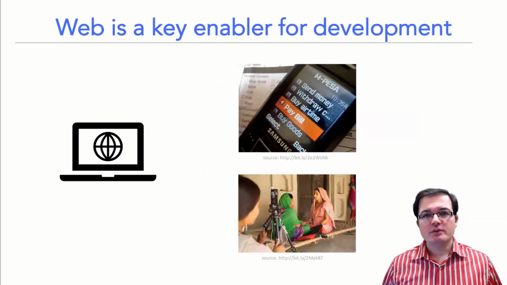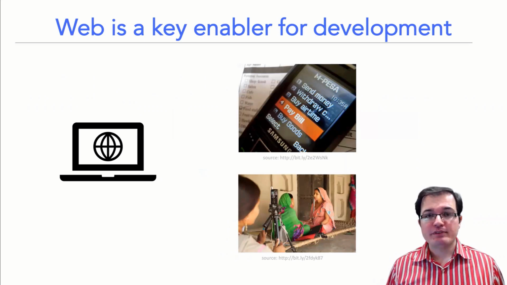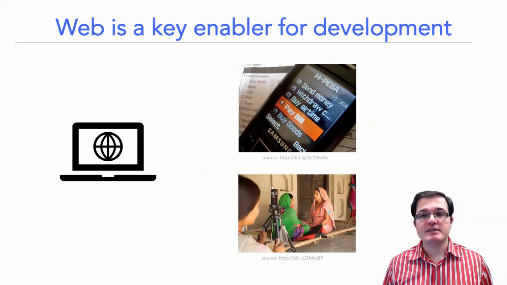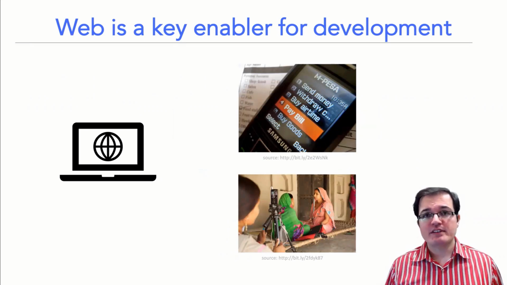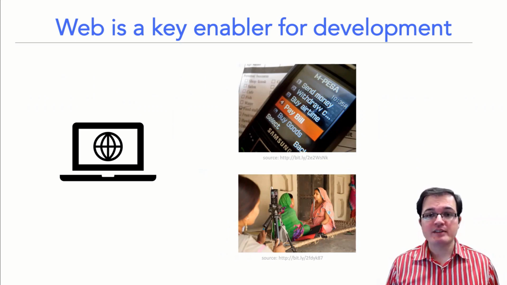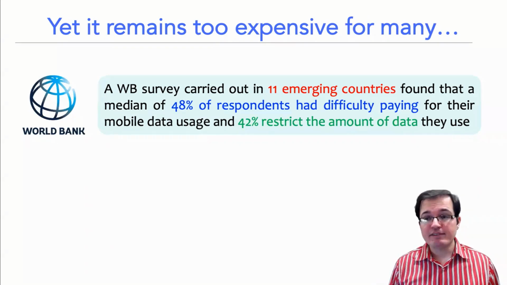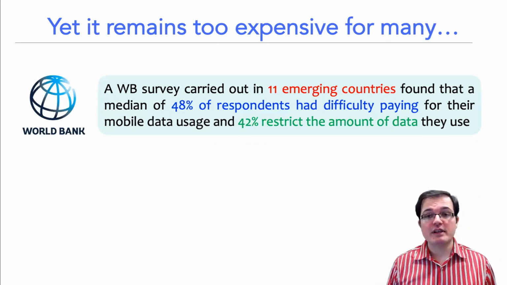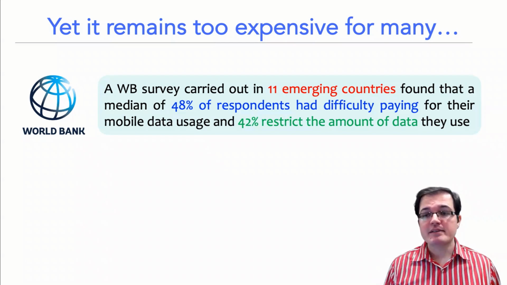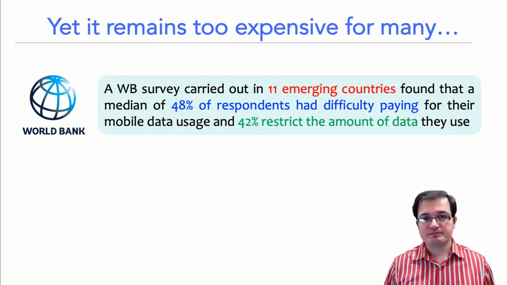As we all know, the web has been a key enabler for development and socioeconomic mobility. Despite its tremendous success, it remains too expensive for many internet users, especially in developing countries. A World Bank survey carried out in 11 emerging countries found that a median of 48% of respondents had difficulty paying for their mobile data usage, and 42% restrict the amount of data they use.